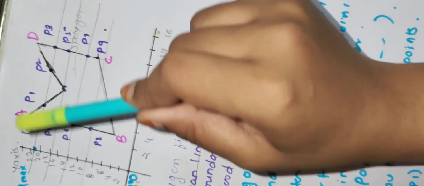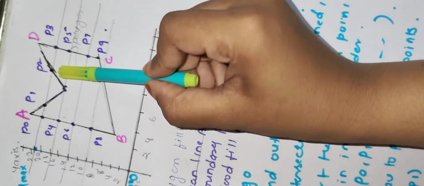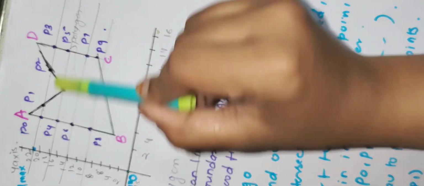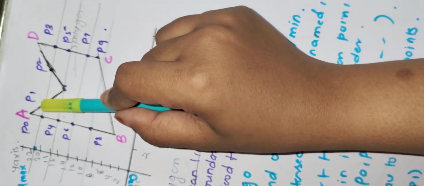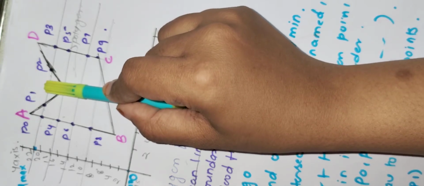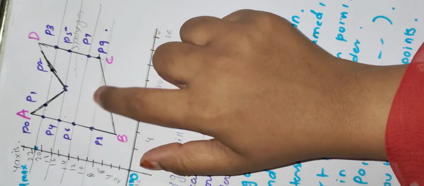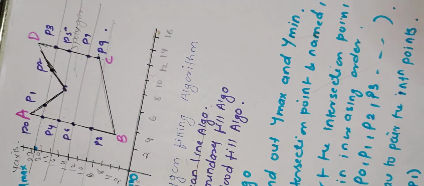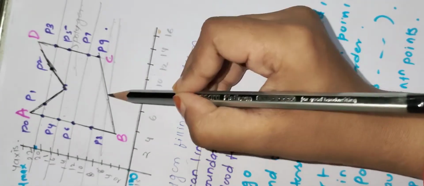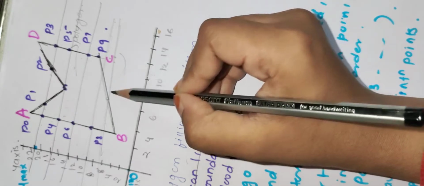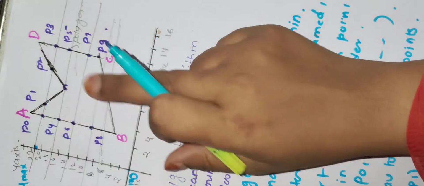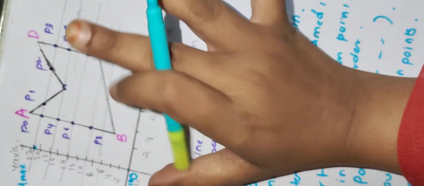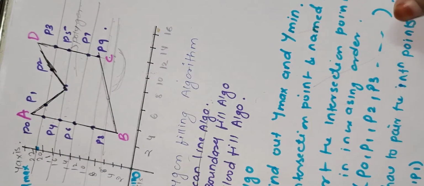Those intersection points which are outside of the polygon, we will not make a pair of them. So here P1 and P2 are outside of the polygon, so we cannot make a pair of P1 and P2. You have to remember that if we find an intersection point outside of the polygon, we can't make a pair of those intersection points.